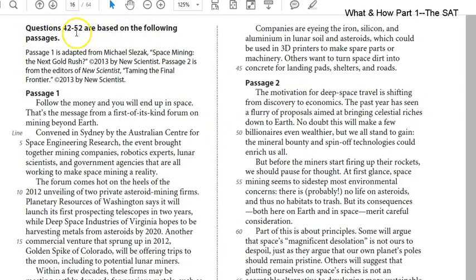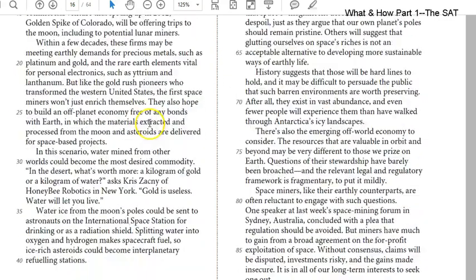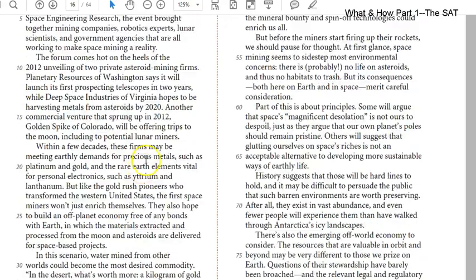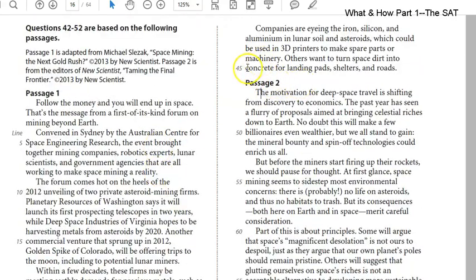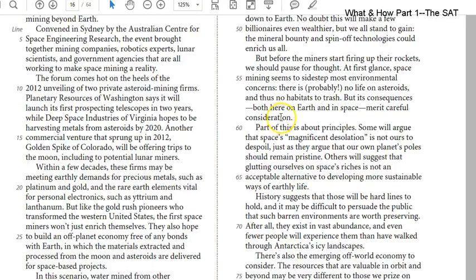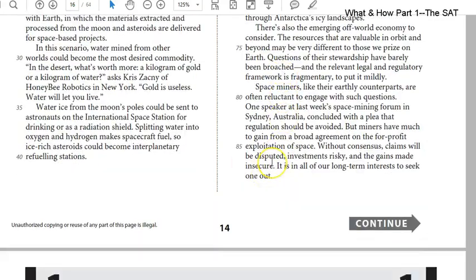Now this passage is actually a dual passage setup, like we were talking about. You can see it has passage 1 and passage 2. You read the first passage, which has about 40 lines, and then you read the second passage, which goes from 45 to 85. So the total number of lines is roughly the same.